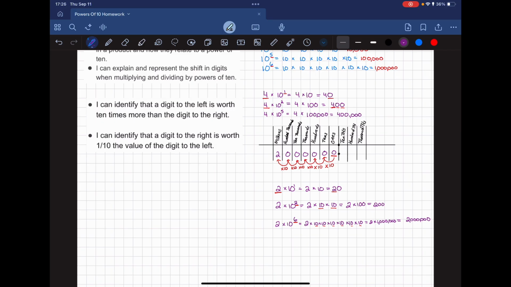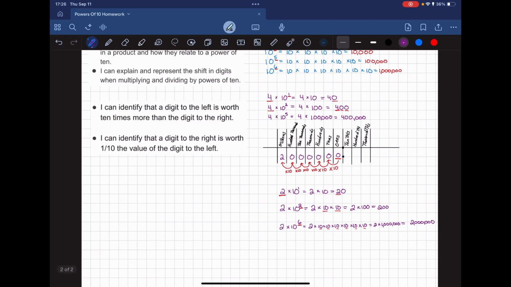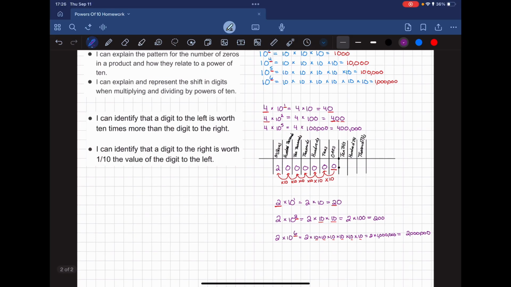All right. I know it's a lot. It's a little difficult. I get it. But also this is how your child is being taught this in class. They're being taught to shift the place value and not necessarily to move the decimal. Okay.